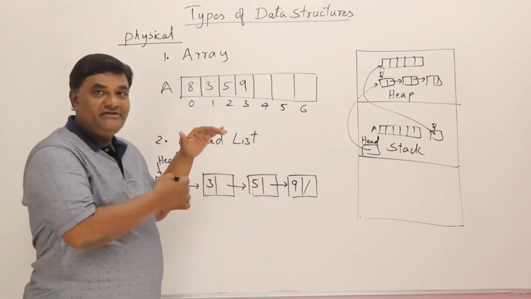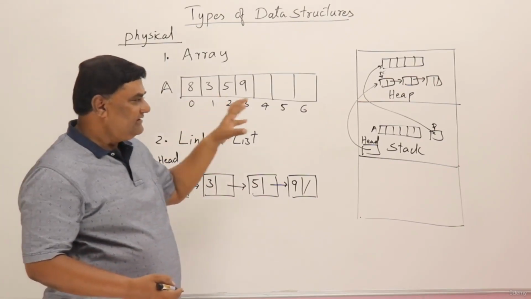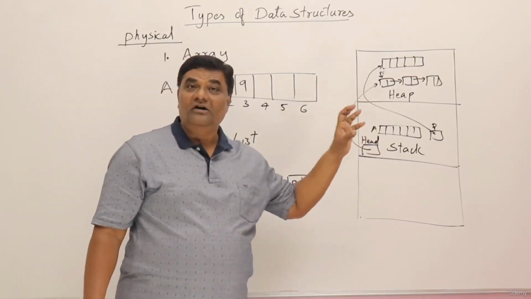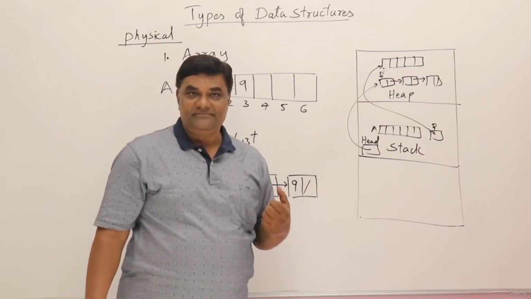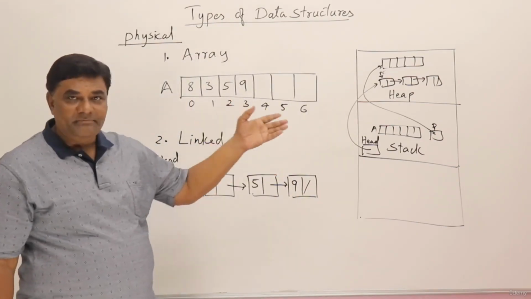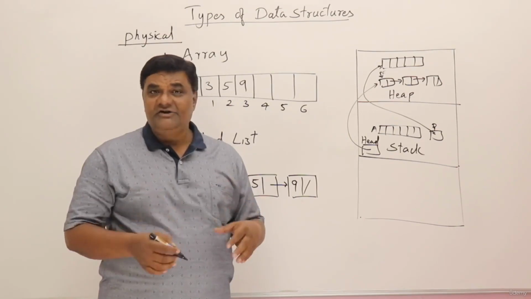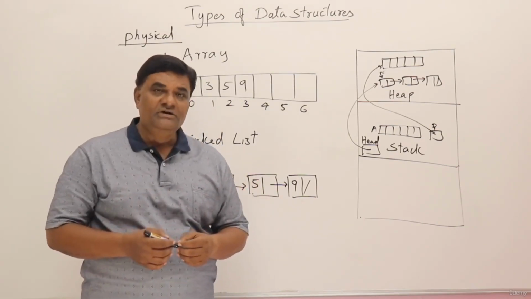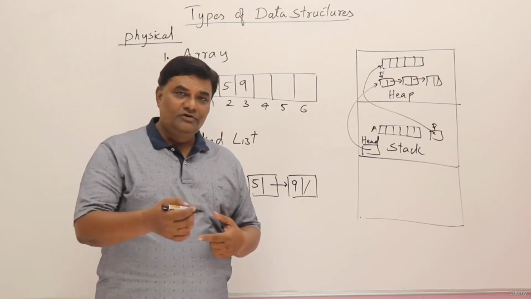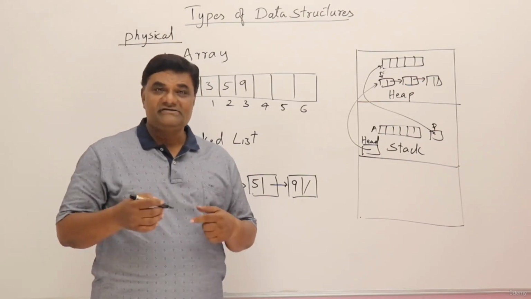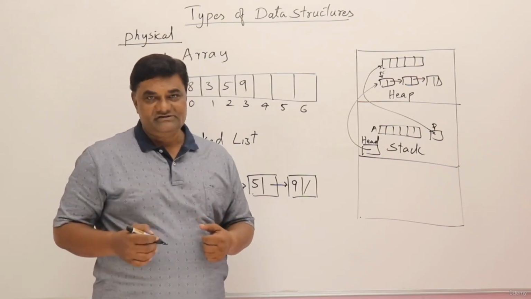So these two are physical because they define how the memory should be organized for storing the elements or for storing the data. So these are more related to memory. So I have just introduced these two data structures to you as this is a separate topic in our subject. Now let us move on to the next type of data structures, that is logical data structures.